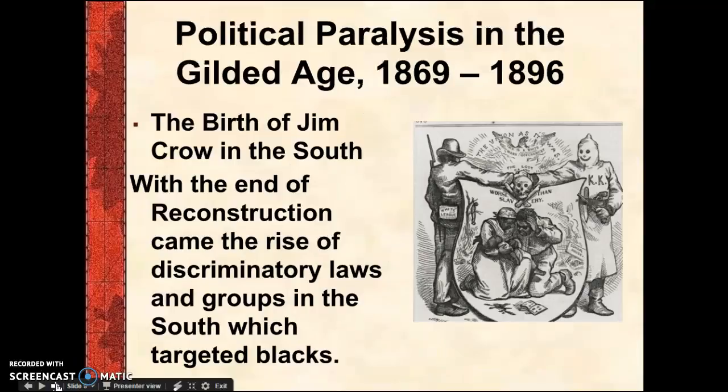Next slide. The next section is entitled The Birth of Jim Crow in the South. With the end of Reconstruction came the rise of discriminatory laws and groups in the South which targeted blacks. Among those groups were the Ku Klux Klan, as you see in this political cartoon. These, which would later become known as Jim Crow laws, established a system of segregation in the South which lasted for almost a century, and would be one of the most difficult and saddest periods in American history.